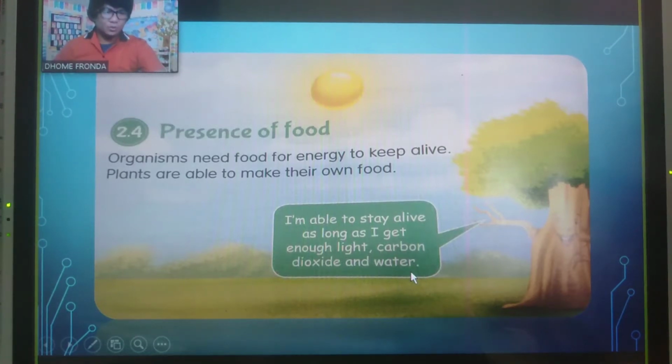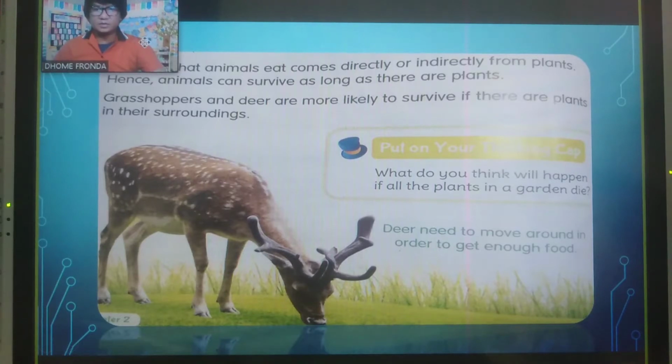So if you observe the tree, it will become big and tall and happy because of the light, water, and the carbon dioxide. Okay, let's go to the next slide. You can see this one.